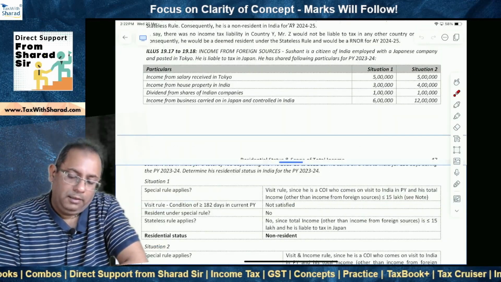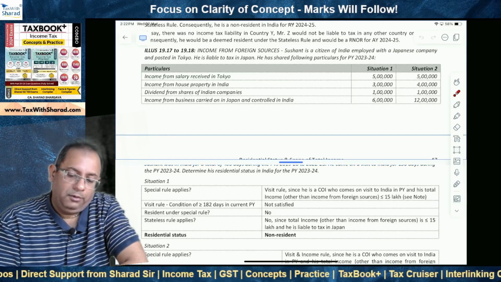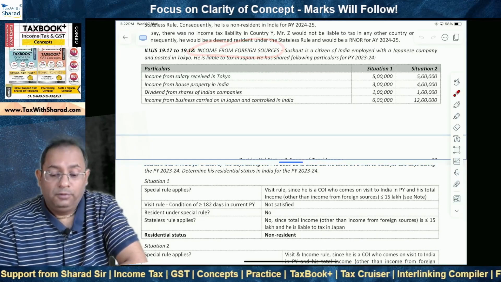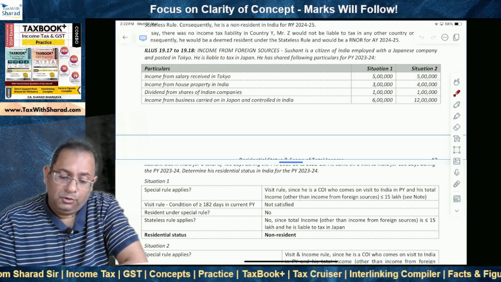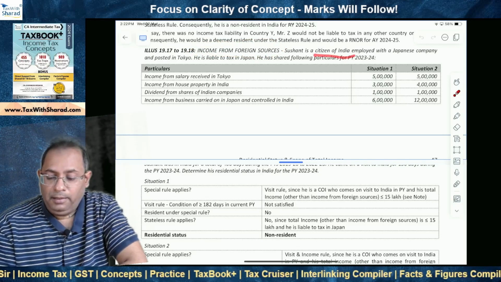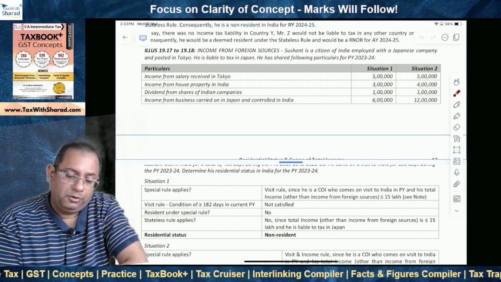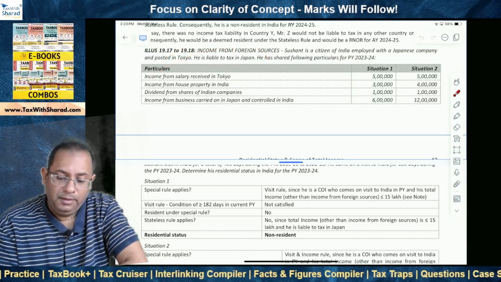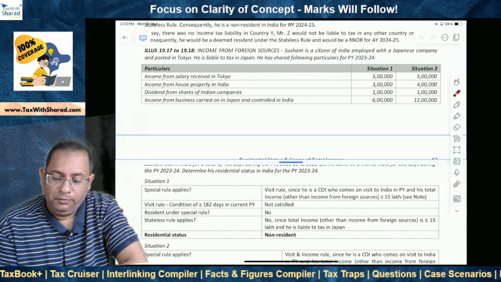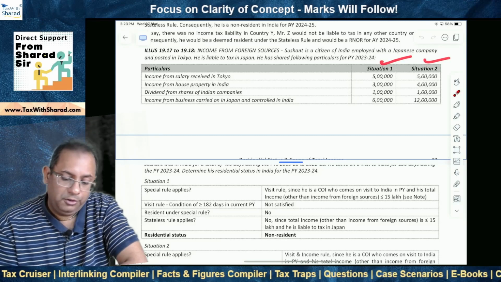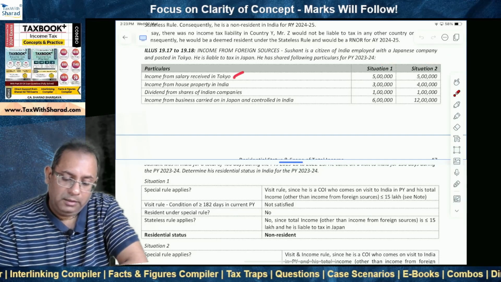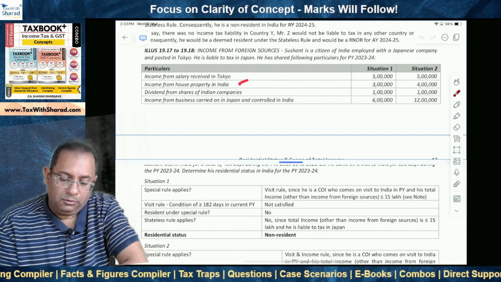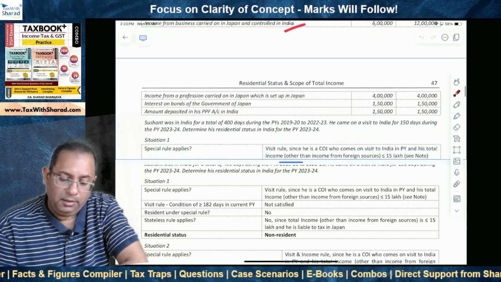Now we will look at an illustration where we will be required to compute the total income other than income from foreign sources. Okay. Sushant is a citizen of India employed with a Japanese company and posted in Tokyo. He is liable to tax in Japan. Okay. He has shared the following particulars for PY 23-24. This is situation 1, situation 2. Income from salary received in Tokyo, income from house property, and so on. And these are the details of income.